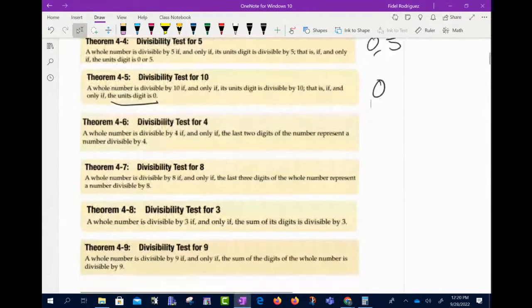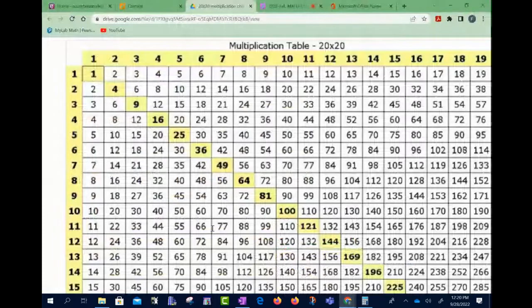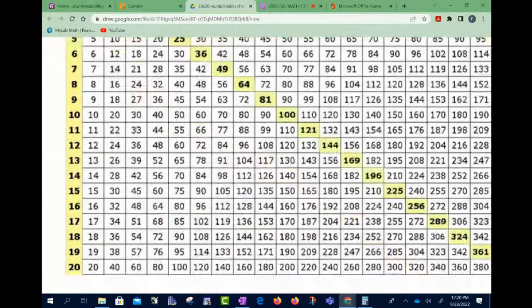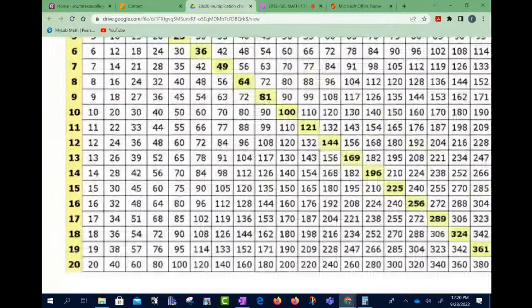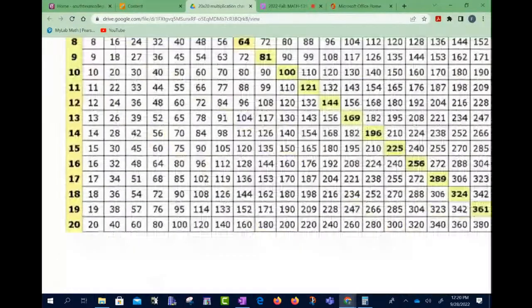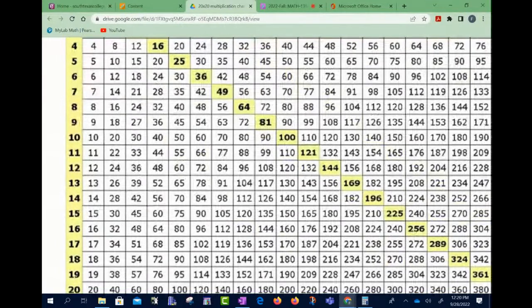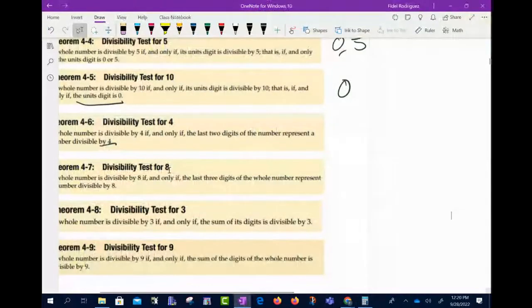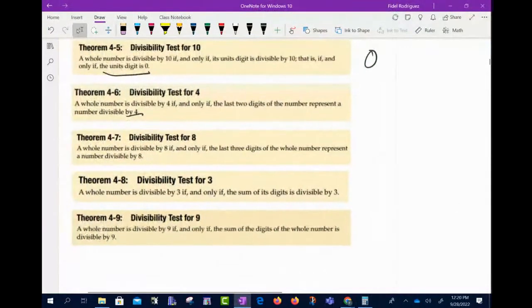So Theorem 4.6 says a number is divisible by 4 if and only if the last 2 digits of the number represent a number divisible by 4. So what that's telling me is I can divide a number by 4 if the last 2 digits can be divided by 4. I'm going to scroll back to my multiplication table real quick. Even if I had a bigger number, as long as the last 2 digits can be divided by 4, then the whole thing can be divided by 4. Okay. Let's see, what else do we got here? Divisible by 8. It says a number is divisible by 8 if the last 3 digits can be divided by 8.